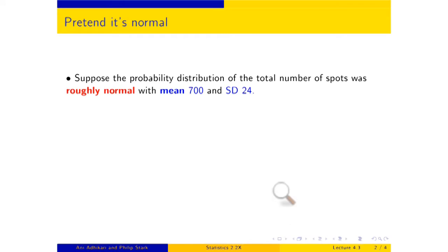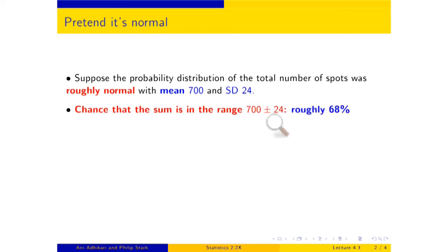Suppose the probability distribution of this variable is roughly normal with the correct mean and SD as we calculated. What is the chance that it's in the range 700 plus or minus 24? Well, if it's normal and you're looking at center plus or minus one measure of spread, then the answer is roughly 68%. Done. That was easy. Similarly, you can find the chance that the sum is in any range.